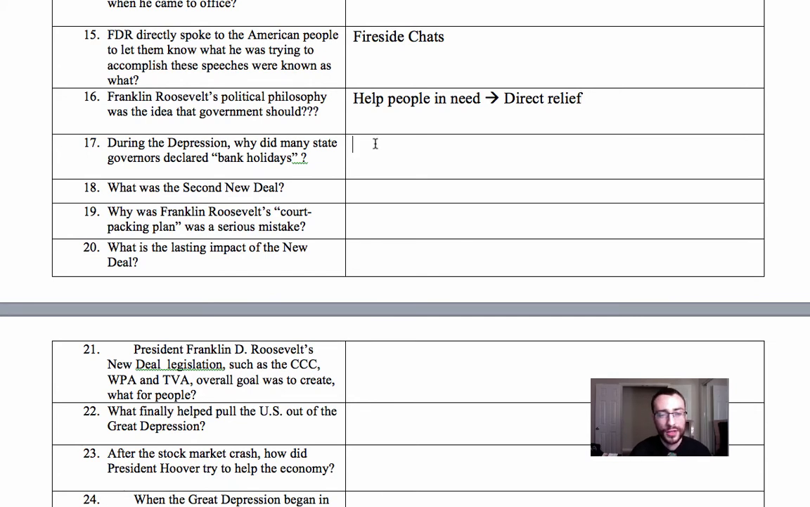Well, if the bank is closed, then people will not be able to get their money out of the bank, so no more bank runs. Another way you can say this is that it just prevented bank runs.